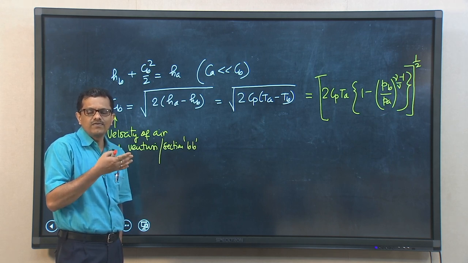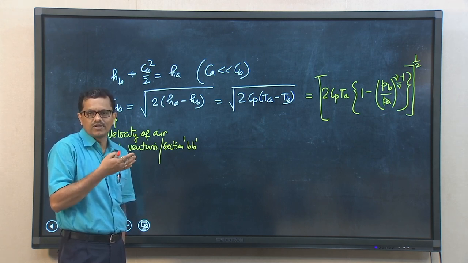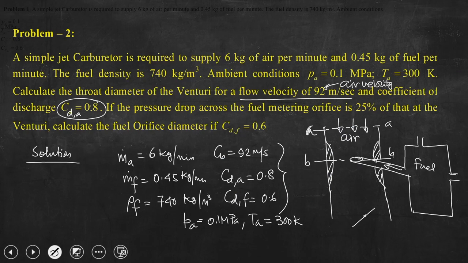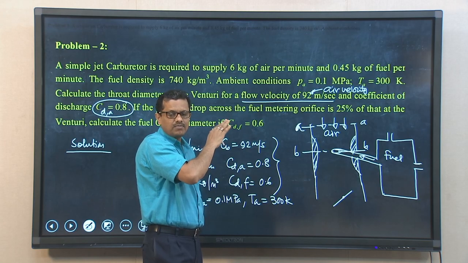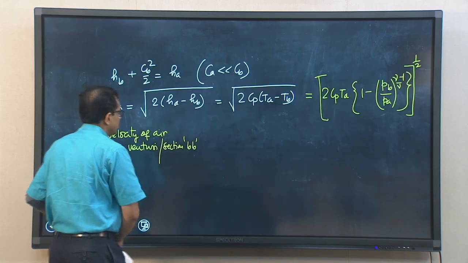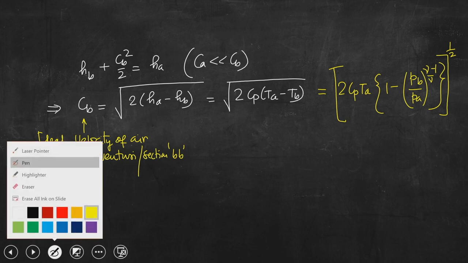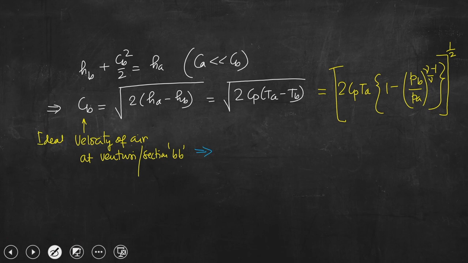So, definitely the flow velocity of air at section BB is not the actual flow velocity. If we go back to the problem statement, we need the actual flow velocity of 92 meter per second. But the velocity expression that we have here is the expression for the ideal velocity. So, now I am writing, this is the ideal flow velocity. Okay. So, if we now write C_b actual equal to C_b ideal multiplied by C_da.